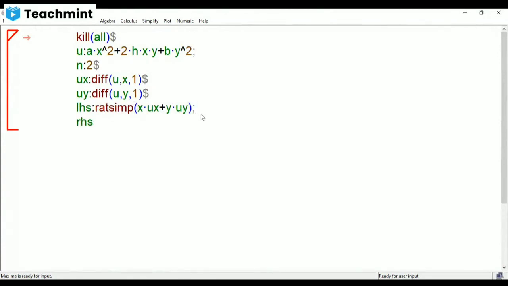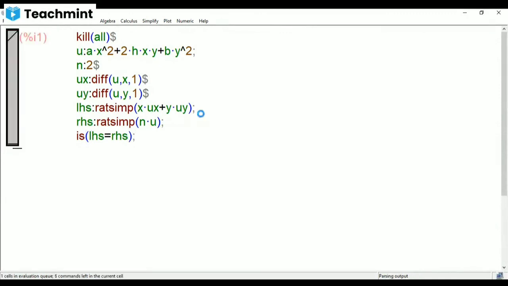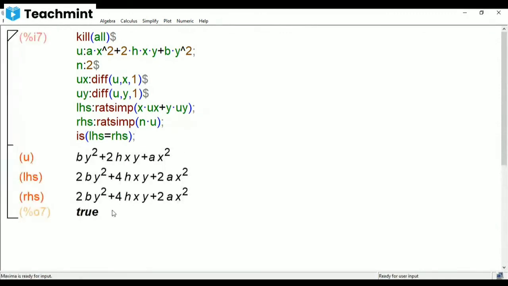And what is your RHS? It is ratsimp of n into u. Okay. Now you have to verify whether these two are equal or not. If they are equal, that's your verification of Euler's theorem. Am I right? Now see, this is your u, and this is your LHS, and this is your RHS, and both are equal. What happens if I'm not going to use ratsimp? Let us see.